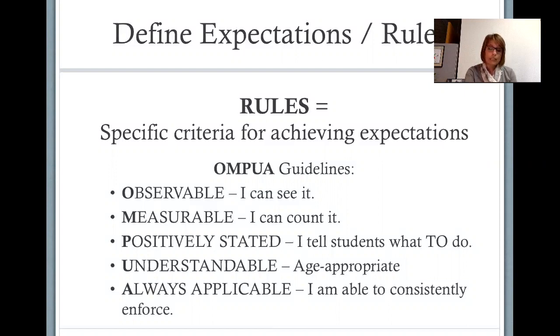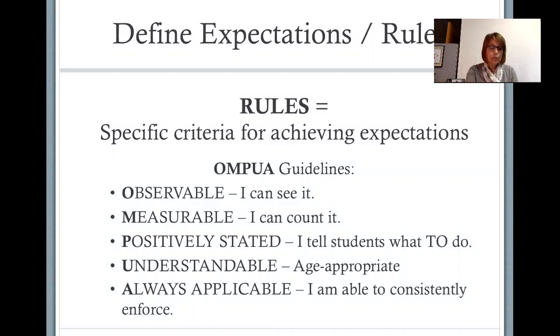Rules need to be written in observable terms. Observable means I can see it. Rules also need to be written in measurable terms. Measurable means I can count it. Thirdly, just as we do with school-wide expectations, rules should be positively stated. Positively stated rules encourage the desired behavior. This means telling students what we want them to do.